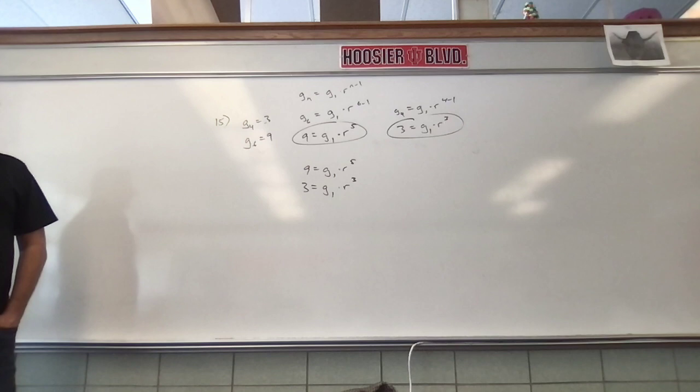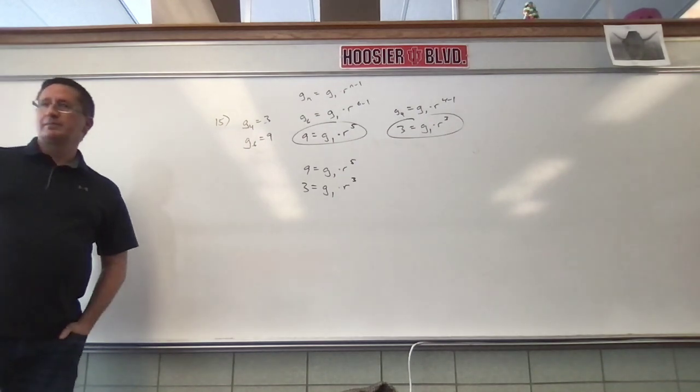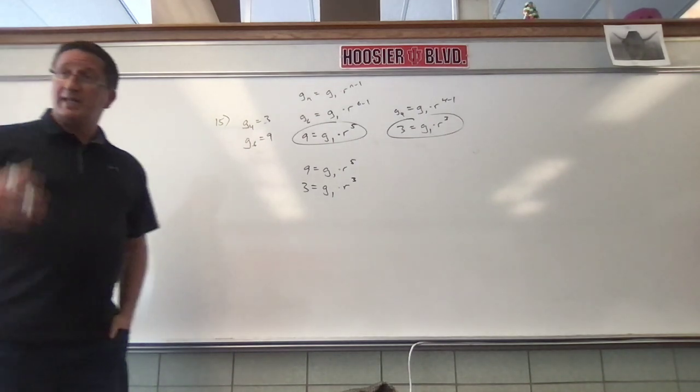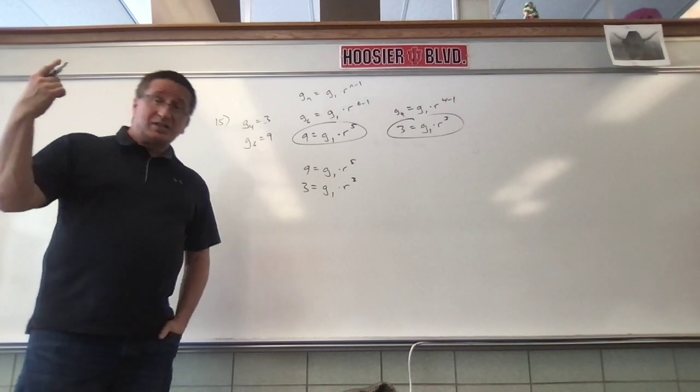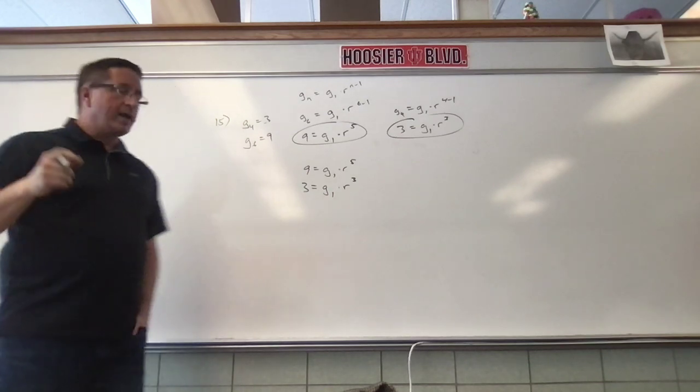Because you get G sub 1 over G sub 1. So they basically what then? They cancel. The G sub 1's cancel. The G's go away, okay?